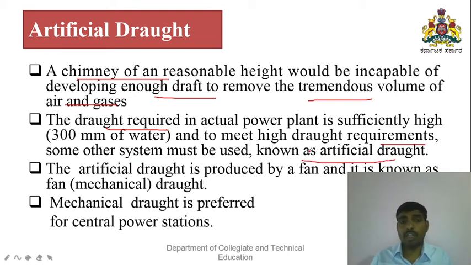I already explained that when we have a large number of millimeters of water column and we require high draft, that time we have to go for artificial draft. That's the basic definition of artificial draft. Artificial draft is produced by a fan, and it is known as mechanical draft.